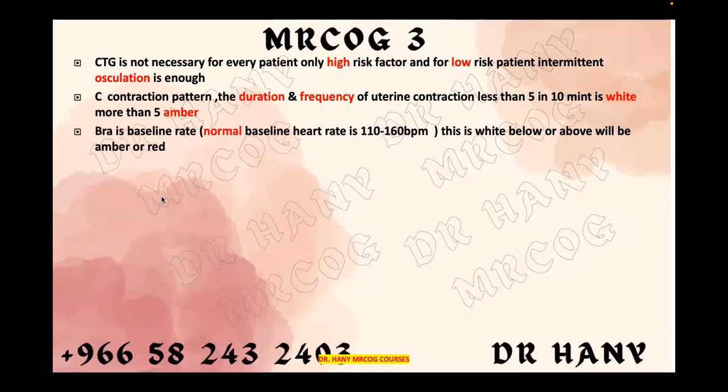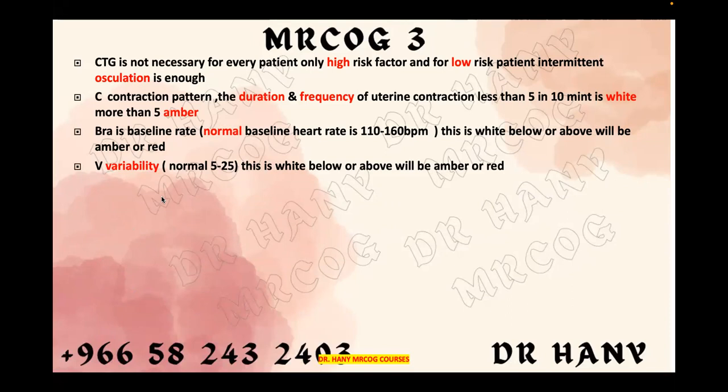The baseline rate, as you said, will be between 110 and 160. This will be normal. If it is below this, between 100 and 109, this will be amber. If it is below 100, it will be red. And the same, if it is above 160, this will be amber or red. Variability between 5 and 25 is the white zone.